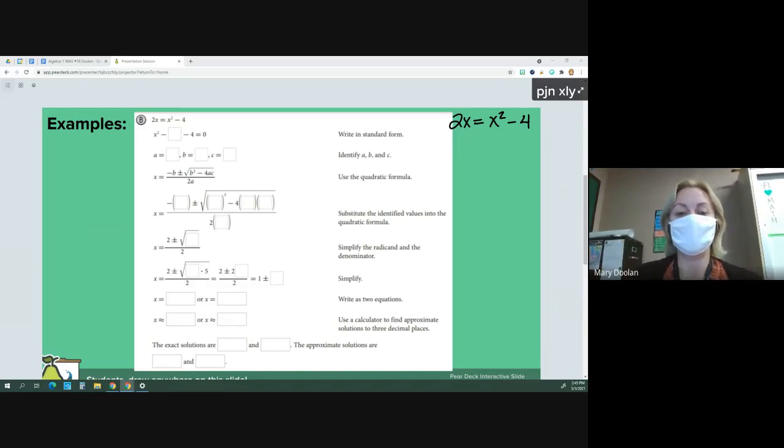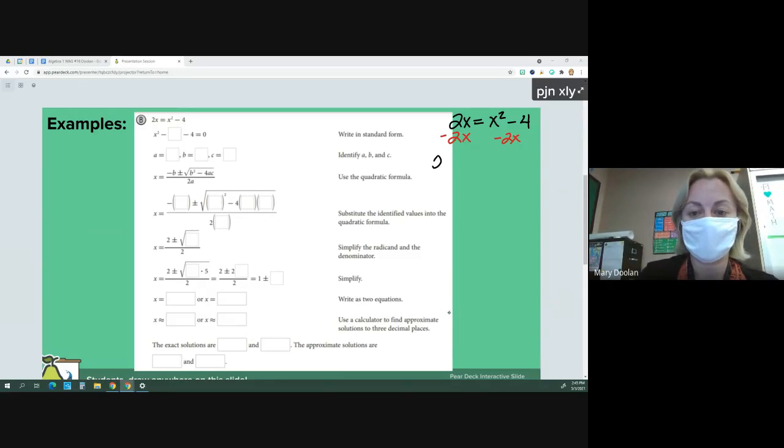So I need to get all the terms on one side and then just 0 on the other side. So since there's already 2 terms on the right, it's easiest to move that 2x to the right as well. And so whenever you move something to the other side, it basically just changes signs. Okay. And so this leaves us with 0 is equal to x squared minus 2x minus 4.